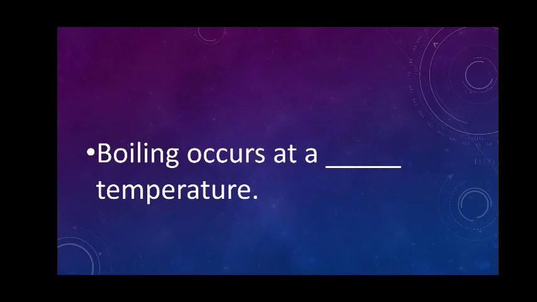Clear? Now the next question is, boiling occurs at a dash temperature. Clear? So here you don't have to mention the numbers like 50 degrees Celsius, 60 degrees Celsius. No. Why? Because it is not written that the boiling point of water or boiling point of milk or boiling point of kerosene oil. It is not written like this. It is simply, the question is boiling occurs at a dash temperature.